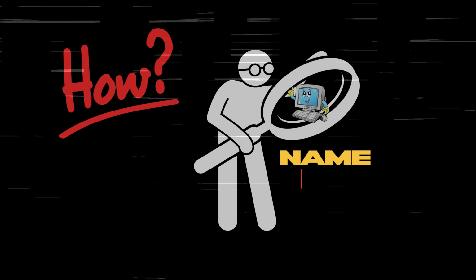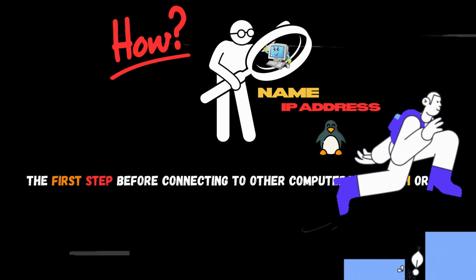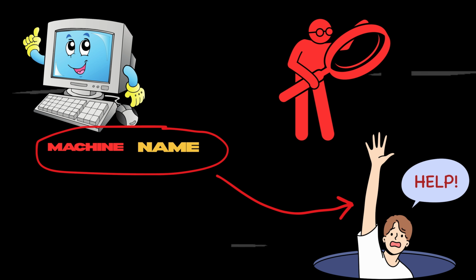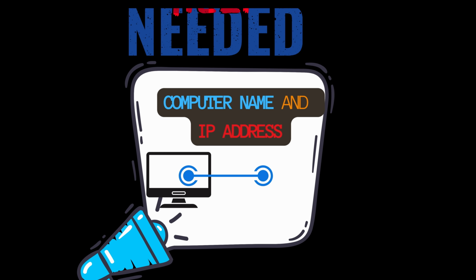Today we are learning how to find your machine name and IP address on Linux, the first step before connecting to another computer using SSH or SCP. Let's jump in. Your machine name helps identify your computer on the network, and your IP address is like your computer address. You will need these before connecting to other computers.